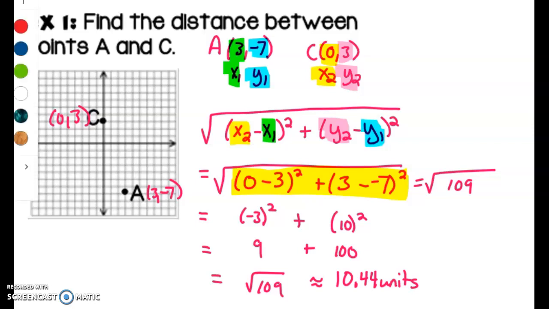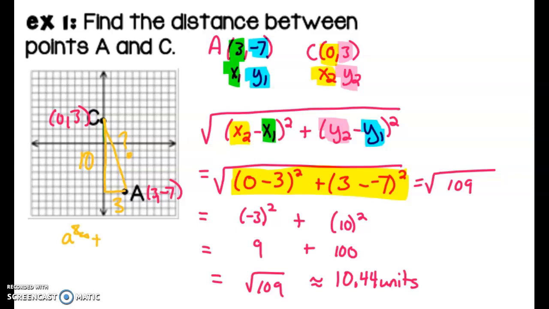Now I just want to show you another way to tackle this that some people in the past have really liked. Another thing you can do is you can create a right triangle between C and A. So just come straight down from C and then go over to A and then draw on your hypotenuse. Your hypotenuse is the distance you're looking for. You can count and see that that's 3 units. And you can count here, and this is 10 units. So you can think of it like the Pythagorean theorem.